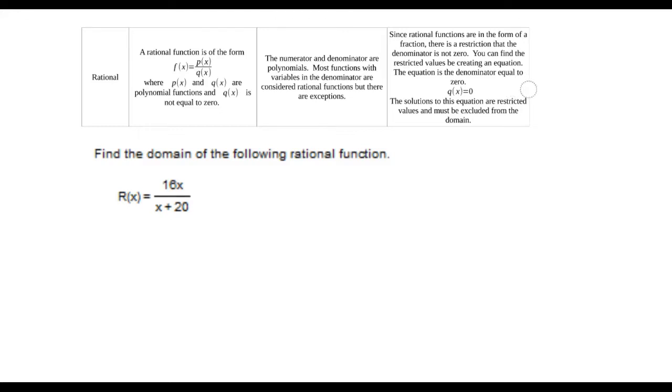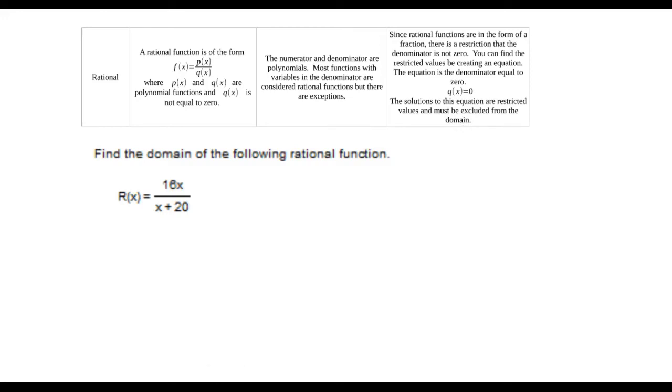In this last cell of the table, I have some information about finding the domain of a rational function. Rational functions come in the form of fractions, and the denominator of a fraction is not allowed to equal 0 because division by 0 is undefined. So we're going to be able to find the domain of a rational function by taking the denominator, which is q of x, and setting it equal to 0. Because the denominator cannot equal 0, this is going to help us to find any restricted values, and these restricted values will be excluded from the domain.